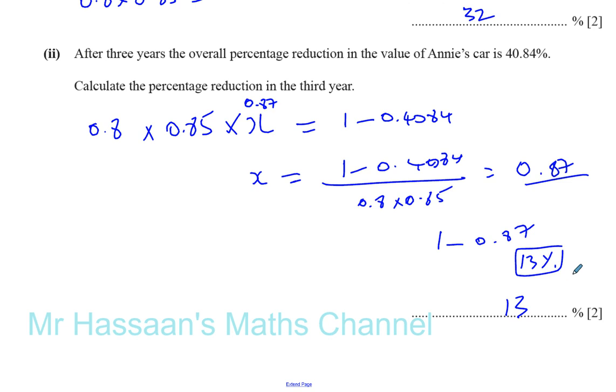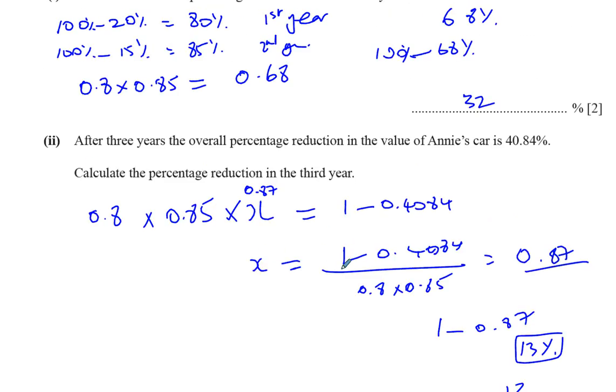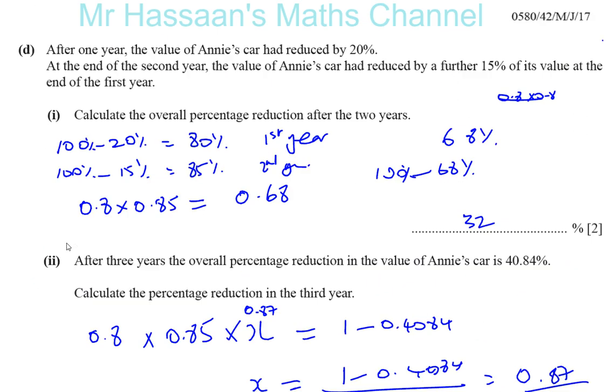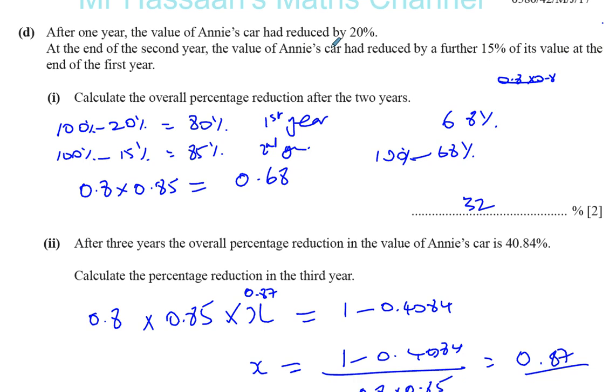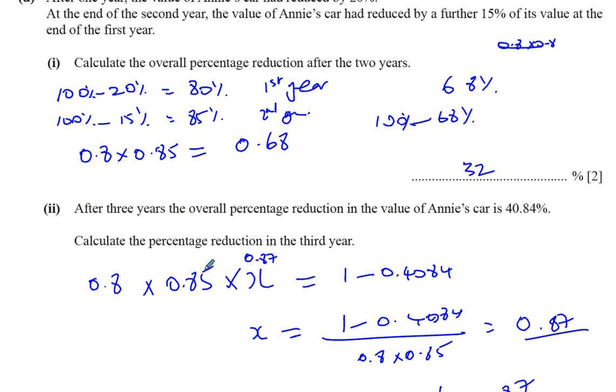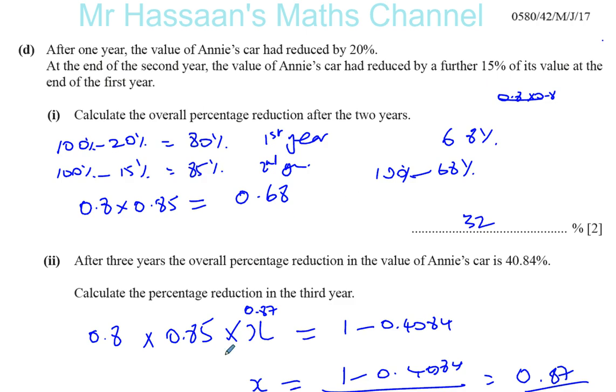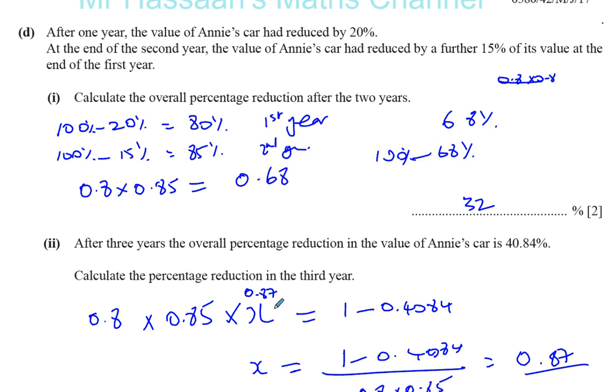So what did we do? This is a bit of a fiddly one. We said the first year it's 80% of its original value, so it's gone down by 20%. The second year, it's a 15% reduction, so it's 85% of what it was at the end of the first year. For the third year, we don't know what that percentage reduction is. We have to call it x.